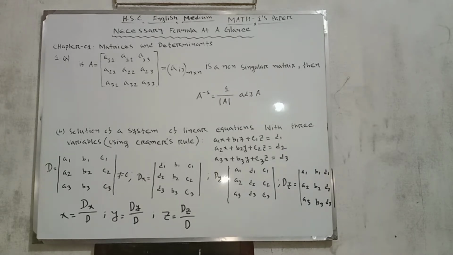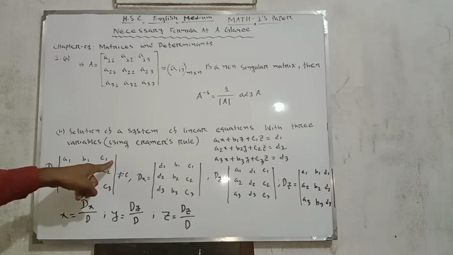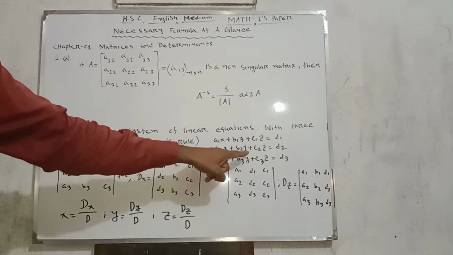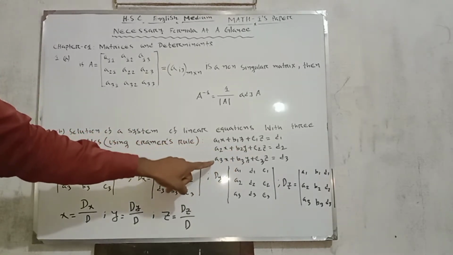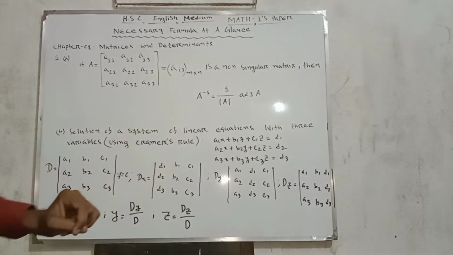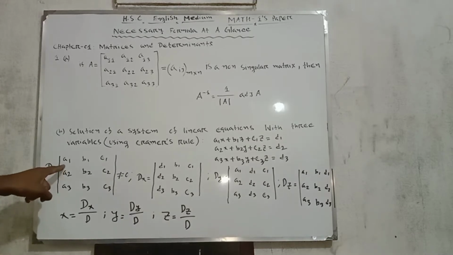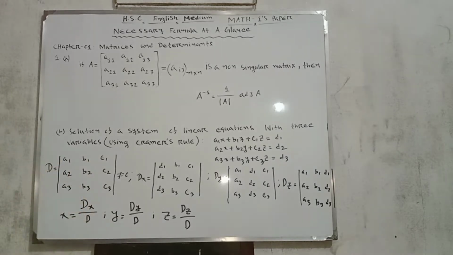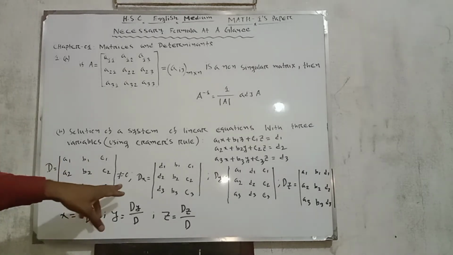Now you have to think that determinant D, determinant symbol, a1, a2, a3, coefficient of x, y, z, coefficient a1, a2, a3, b1, b2, b3, c1, c2, c3. So this determinant is not equal to 0. Remember that it is not equal to 0.